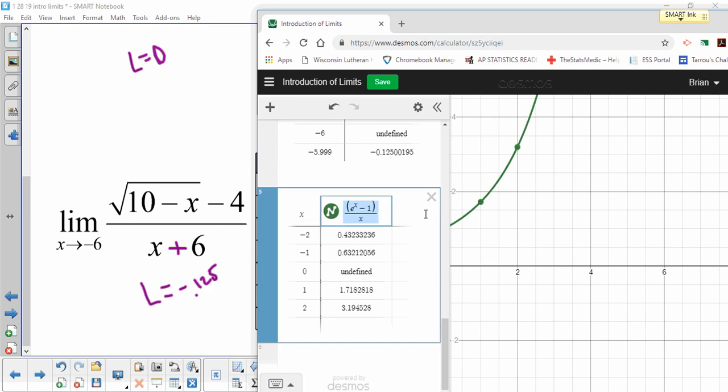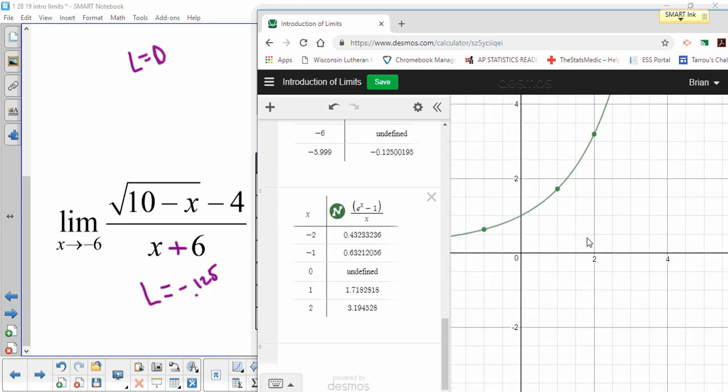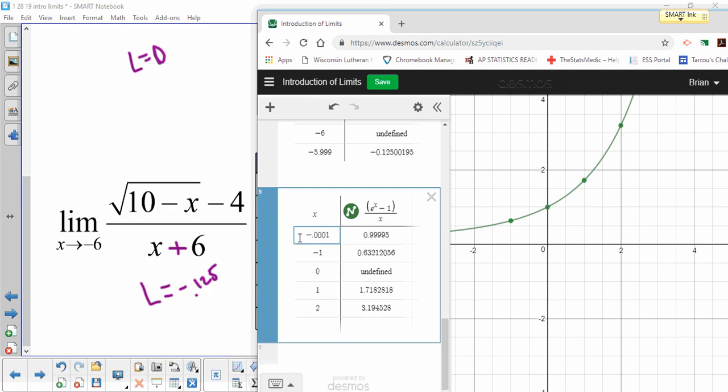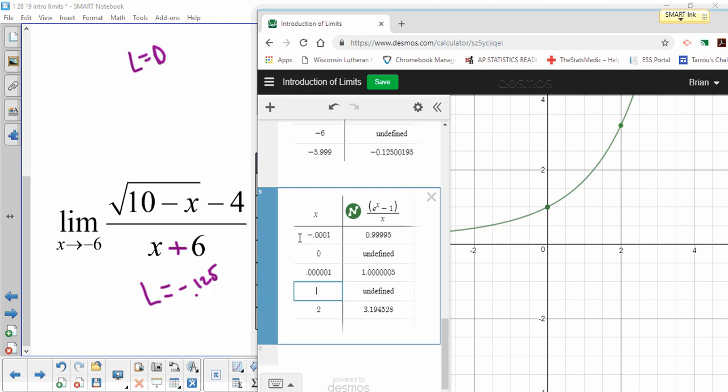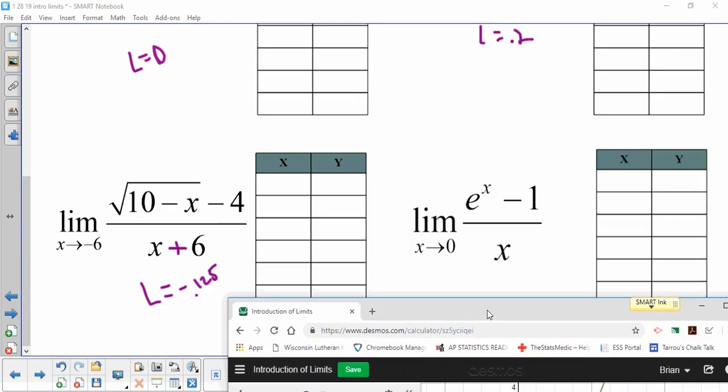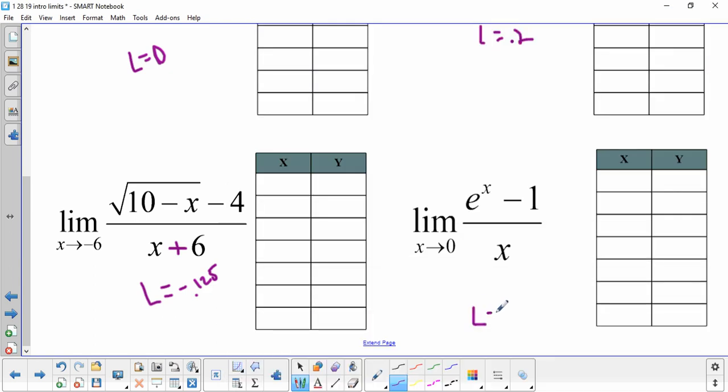Let me graph this right here. As we approach 0, it looks like there's a value, and it appears to be getting closer and closer to 1, but yet the value is undefined. Just to make sure, we can plug in from the left 0.00001. I'm plugging in 0 just to verify it's undefined, and then we'll go 0.00001. Yes, this limit is approaching 1. The limit is equal to 1.